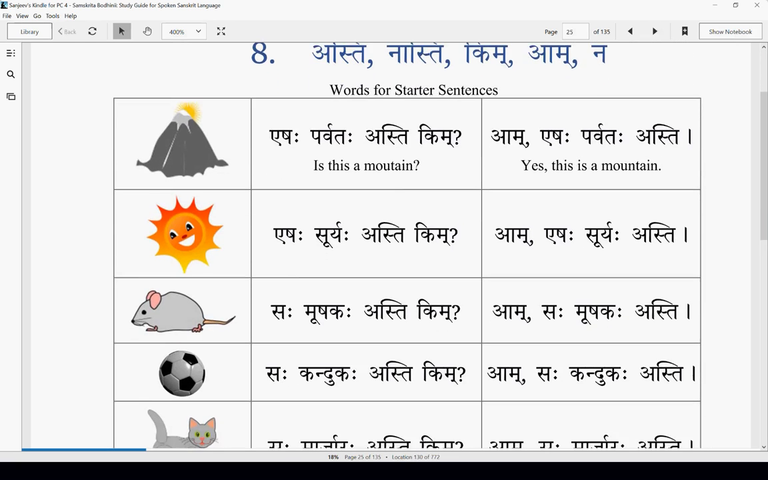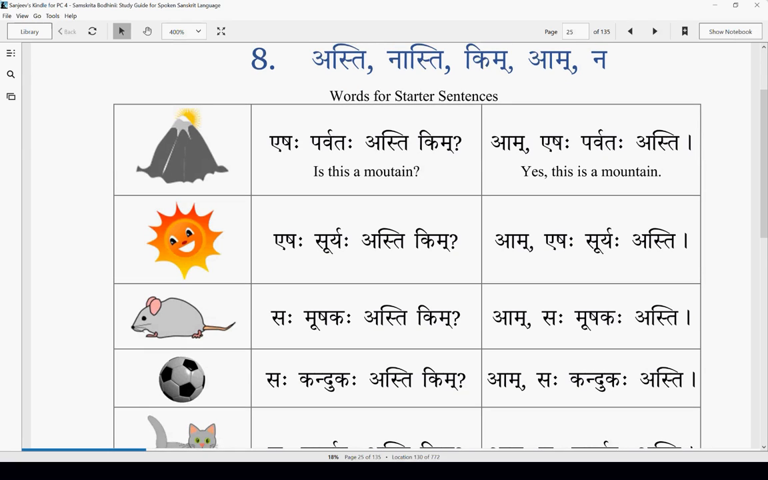Okay. Yeah, I have a question about the order of the answer. Is Asti always supposed to be the last word, or does it matter? Because I think when I studied, you could say Asti, Eshaha, whatever the sequence. Yeah, so it doesn't matter actually. Asti is a verb here.